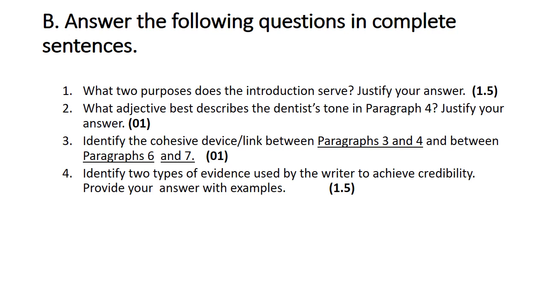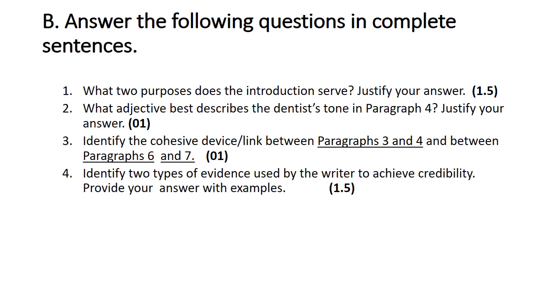Now let's come to the third question. Identify the cohesive devices or link between paragraphs 3 and 4, and between 6 and 7. Here we have to remember that cohesive devices, or cohesive links, are the words or links that relate two paragraphs together, how they are connected, how the themes and the ideas are connected with one another to make cohesion.